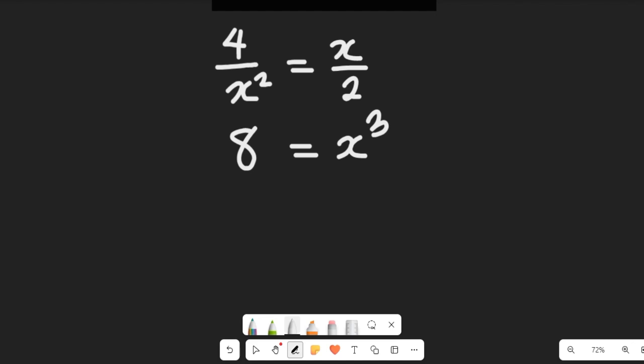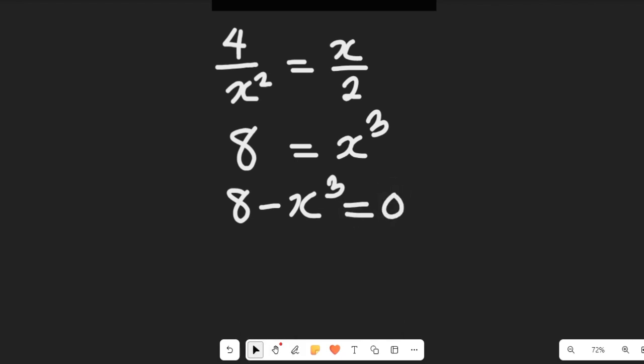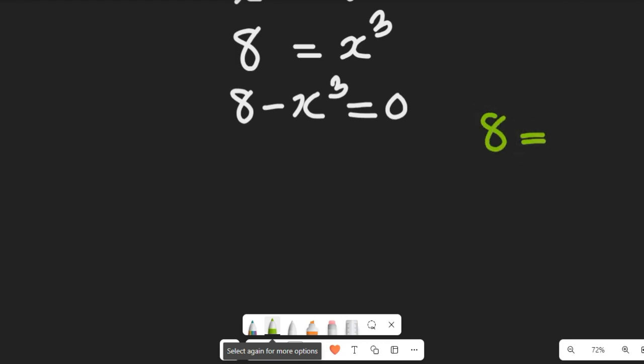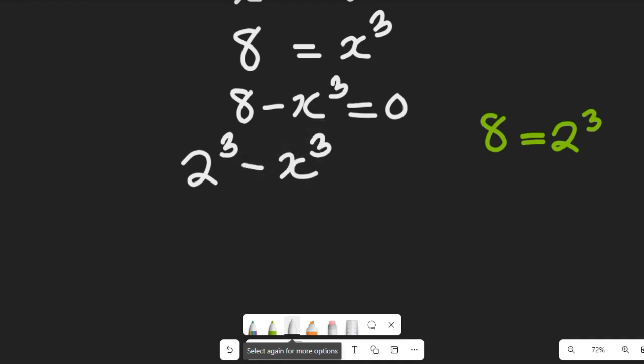Great. Now, if we collect like terms by subtracting x cubed from both sides, we are going to have 8 minus x cubed, and the right-hand side will be equal to 0. Now, recall, according to laws in mathematics, that 8 is equal to 2 to the power of 3, right? That means the expression can now give us 2 to the power of 3 minus x to the power of 3, and this will be equal to 0.